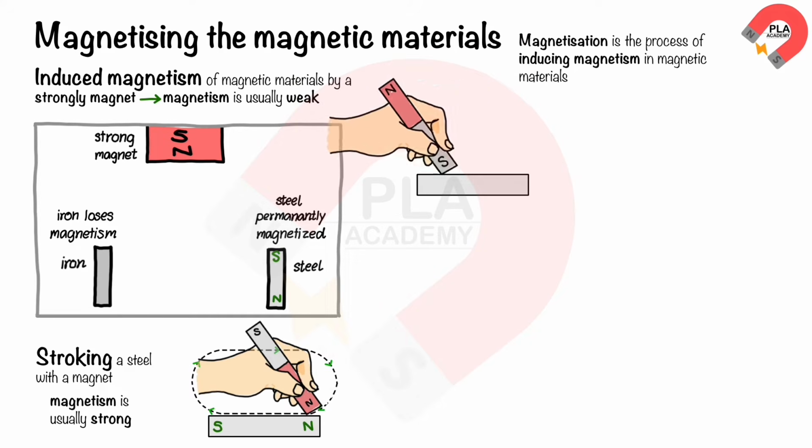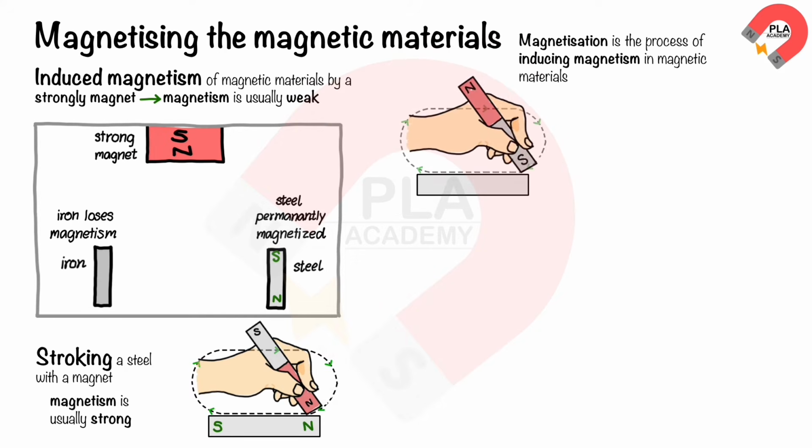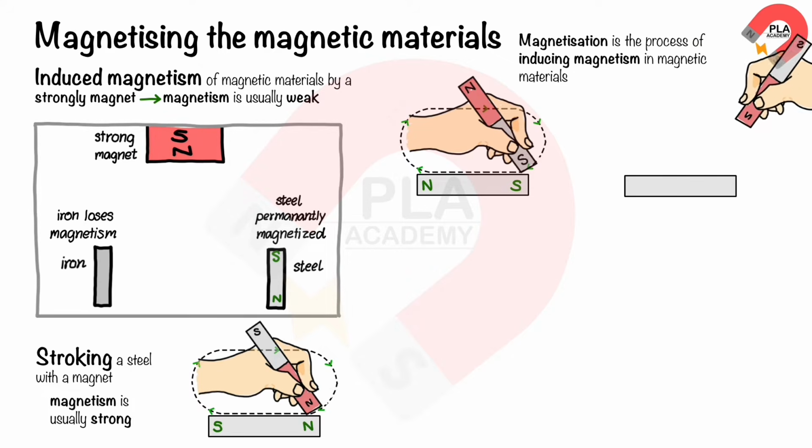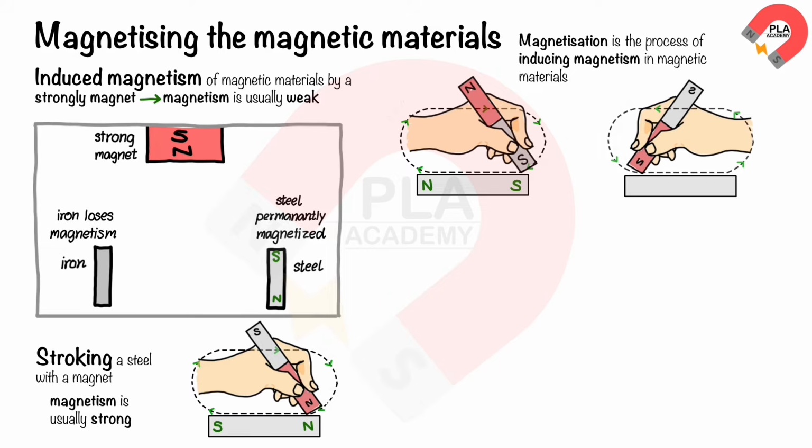When a south pole is stroked along the steel bar in the same direction, this end of the steel is magnetized to be a north pole, and this end is magnetized to be a south pole. When a north pole is stroked along the steel bar in the opposite direction, this end of the steel is magnetized to be a north pole. And this end is a south pole.